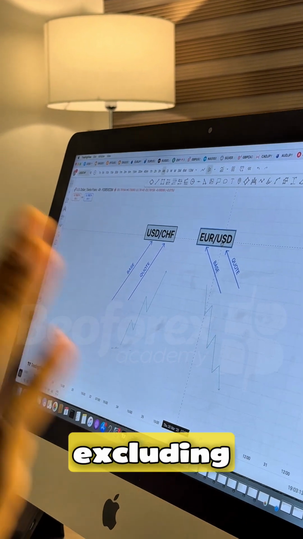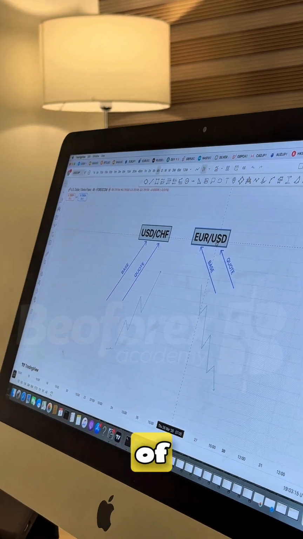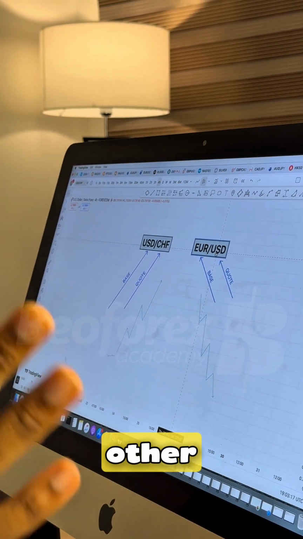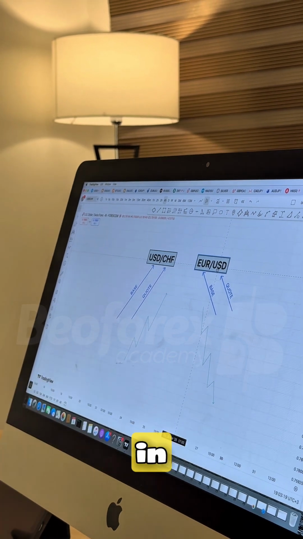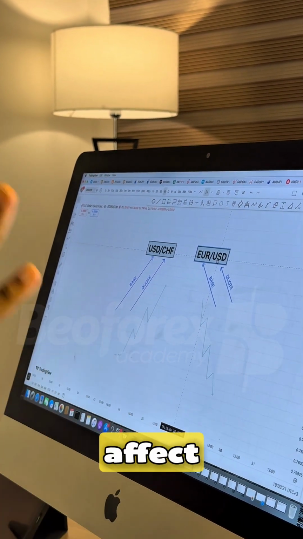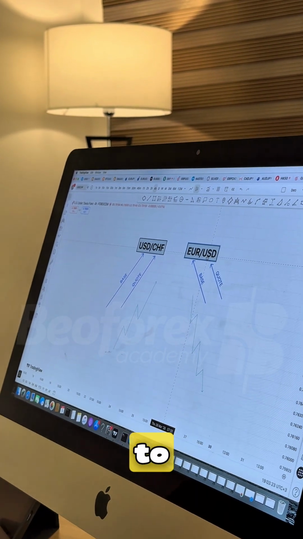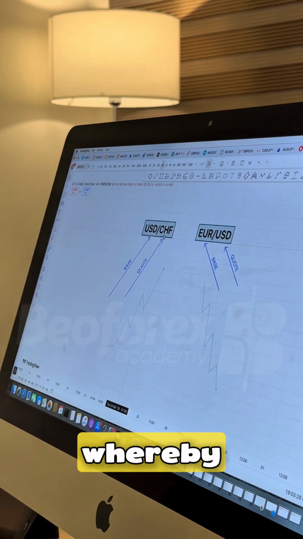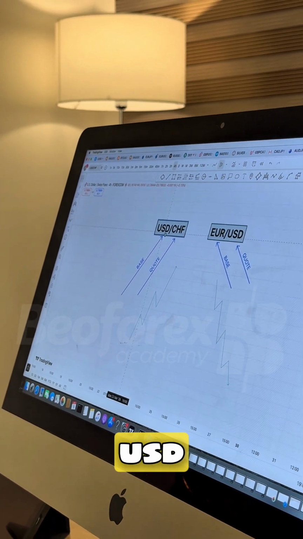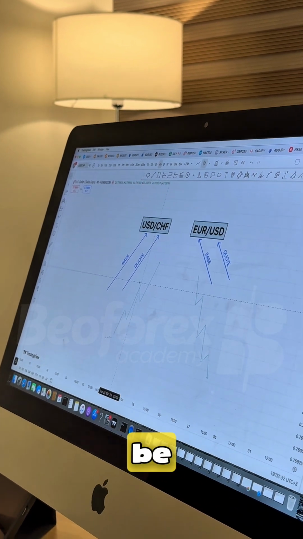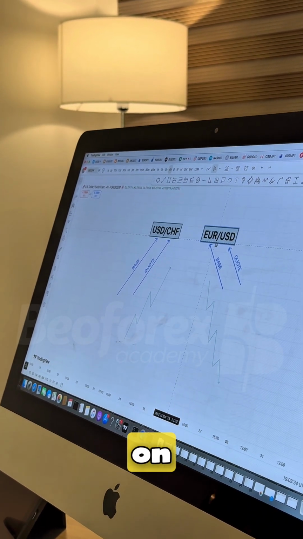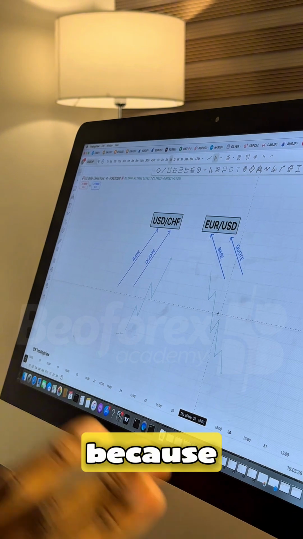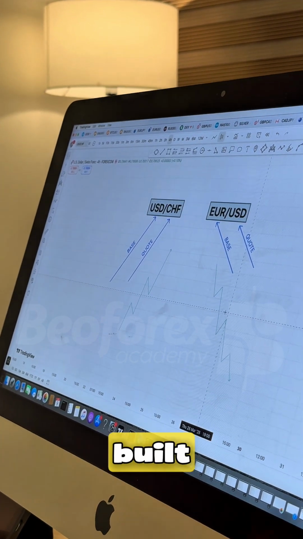Now, this is excluding some issues of fundamental analysis and some other things like tensions in the Middle East and all of those things that could affect this. But 90 to 80% of the time, this is normally what happens in the market, whereby an asset that has USD on the base currency may be buying, and then an asset that has USD on the quote currency is going to be selling, because that is exactly how the market is built to work.